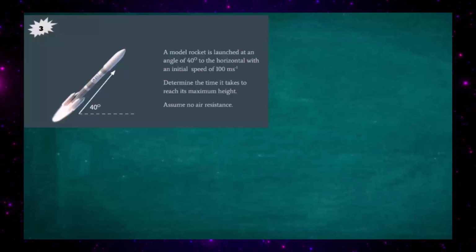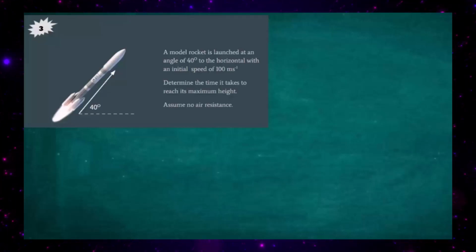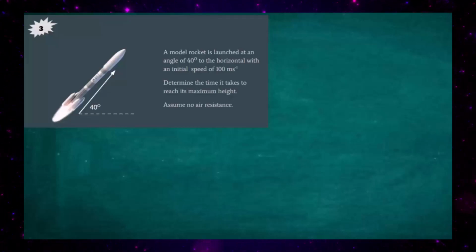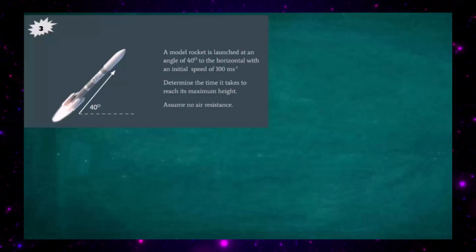Question 3. A model rocket is launched at an angle of 40 degrees to the horizontal with an initial speed of 100 meters per second. Determine the time it takes to reach its maximum height, and we've got to assume there's no air resistance.